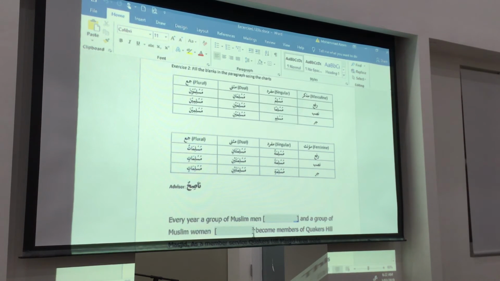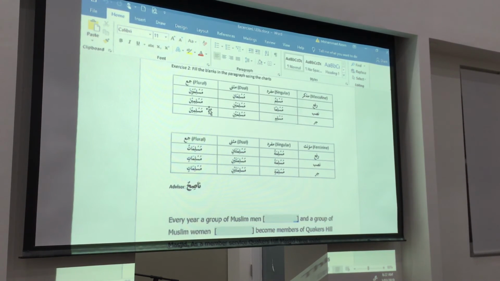In the plural. Okay, first it's going to be plural. Obviously, Muslim men, we can see that it's going to be plural. But in the plural we have Muslimuna, Muslimina. Which one? Muslimina. Okay, Muslimina. Okay, good.